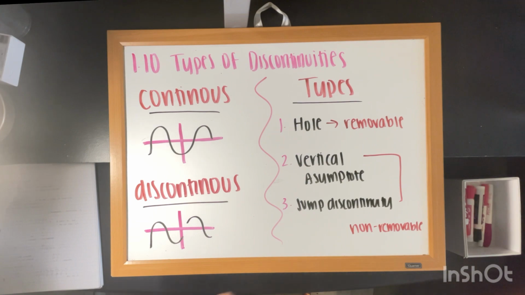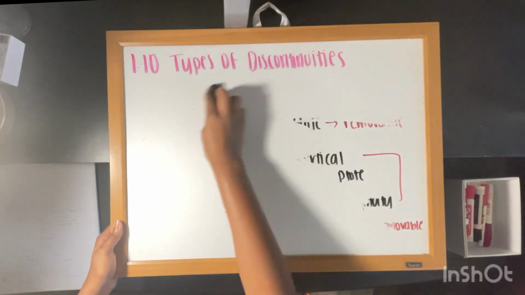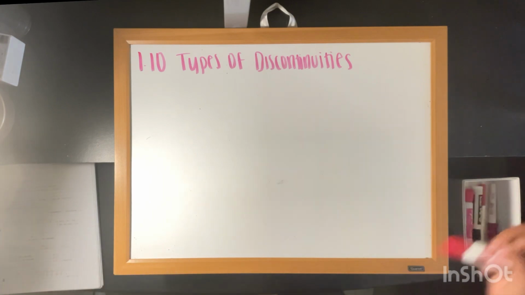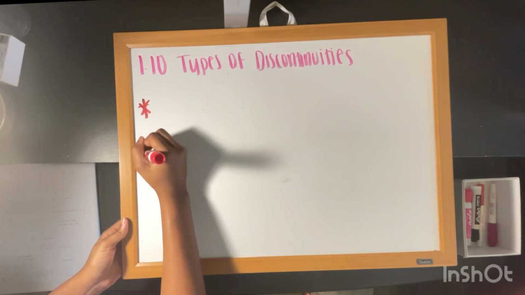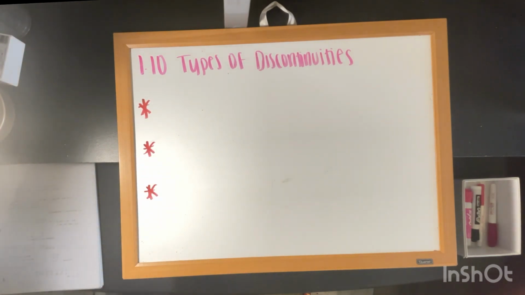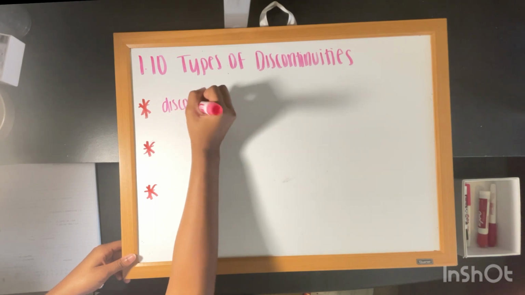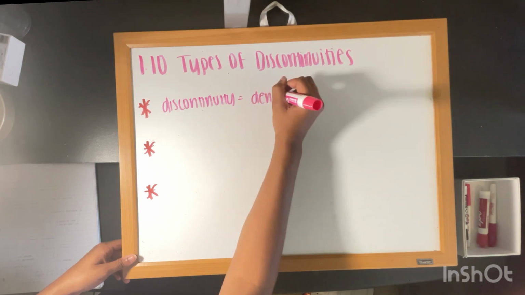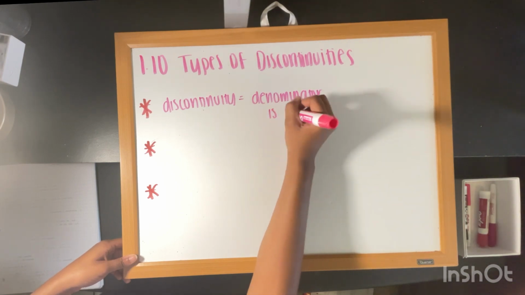Let's do an example. Now, before we begin, there are very important things to remember that will help you solve many equations. In a function, if it is a fraction, you know that it's a discontinuity when the denominator equals 0.